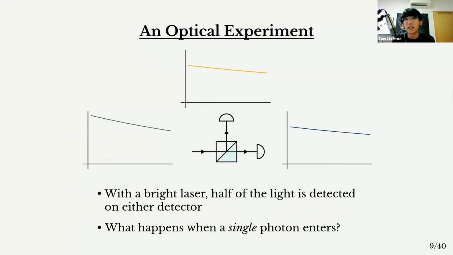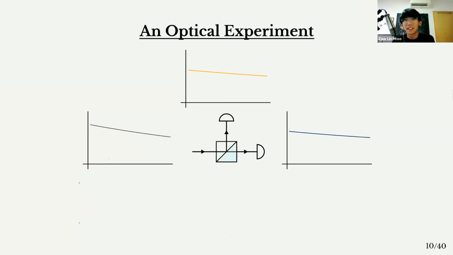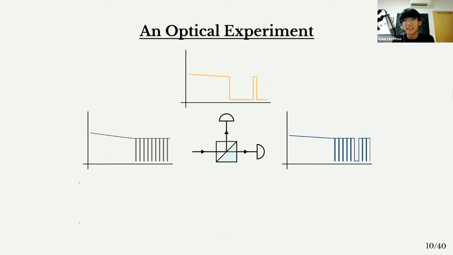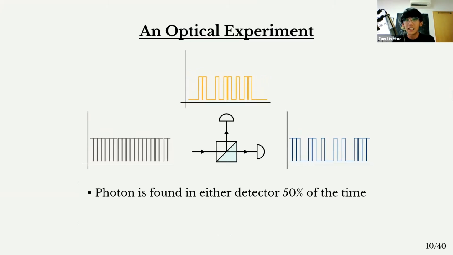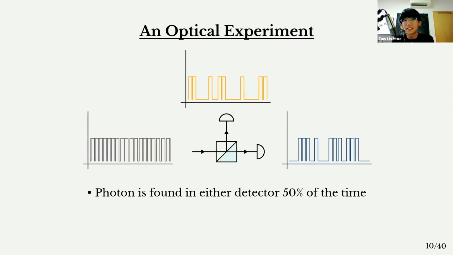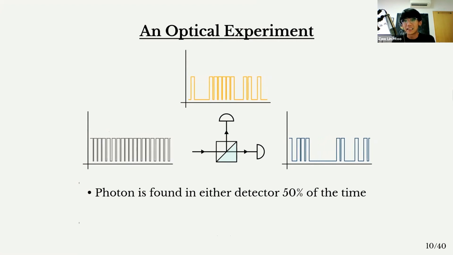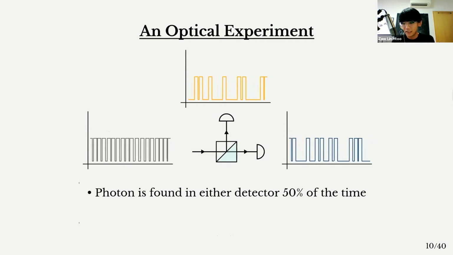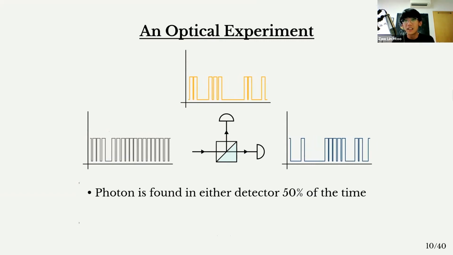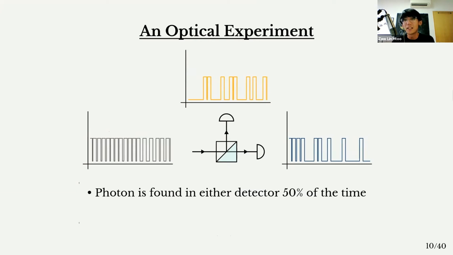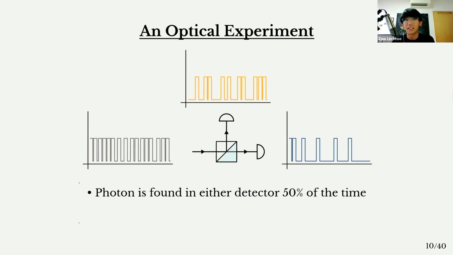But what happens when you dim the light to the point where you only get single photons? Well, if you keep dimming the light, eventually you'll get back the discrete behavior of individual photons. And what you'll find is that you're still going to find a single photon at either detector 50% of the time. It's not going to split into half or anything. You still get a single photon. It's just that it randomly appears either on the right detector or the upper detector.